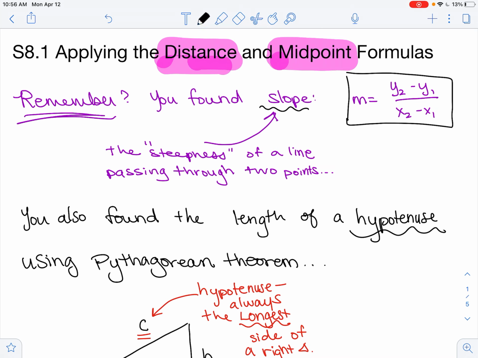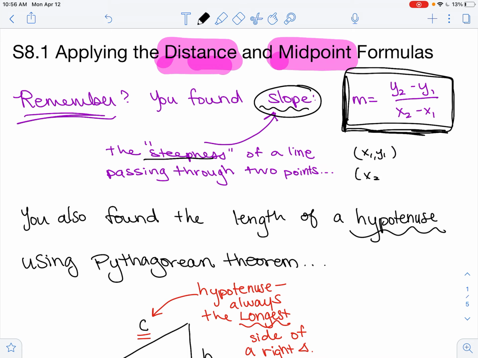Okay, so remember back in the day when you found slope, which is the steepness of a line passing through 2 points. And this is the slope formula. We say little m represents slope equals, and if the 2 points were x1 comma y1 and x2 comma y2, so any value of x comma any value of y for the first point, and any value of x comma any value of y for the second point. Then we break it down, and we know y2 minus y1 all over x2 minus x1 will give you that slope of the line.